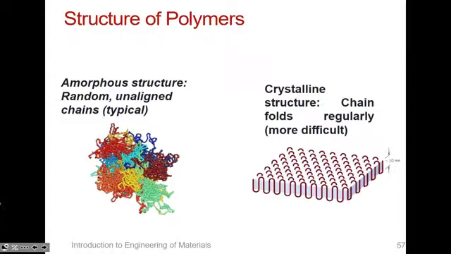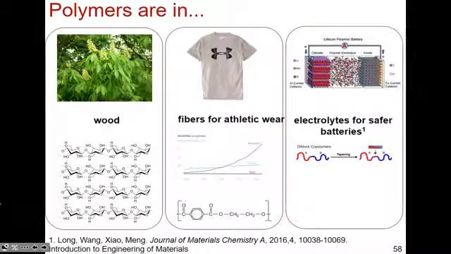So you can see here, chains can be amorphous, but they can also fold back and forth in a regular fashion. So that's a crystalline type of structure in polymers.